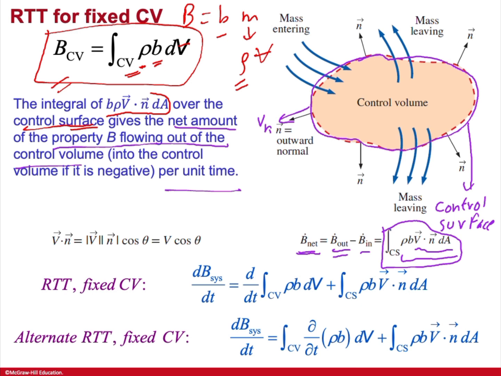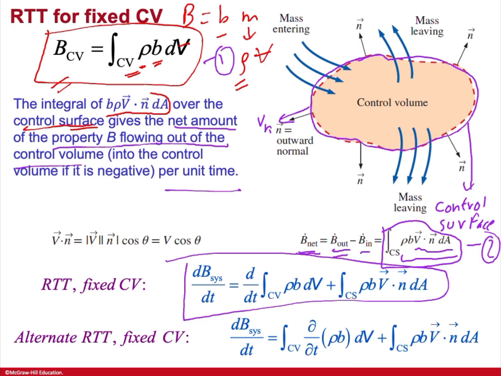Okay, so essentially if you substitute this and this in the previous relationship we had in the previous slide, what you end up getting is this relationship here. And this relationship is the Reynolds transport theorem.